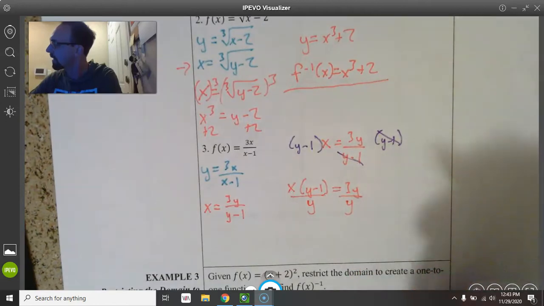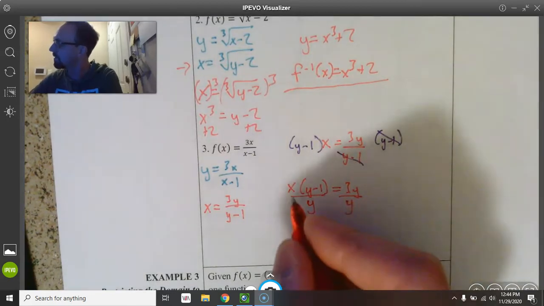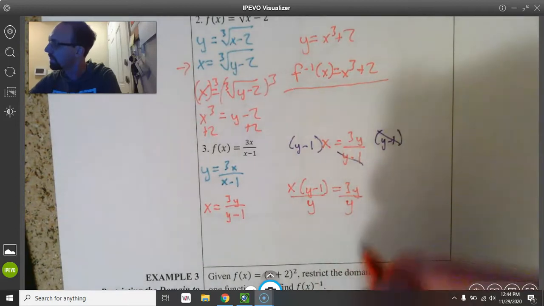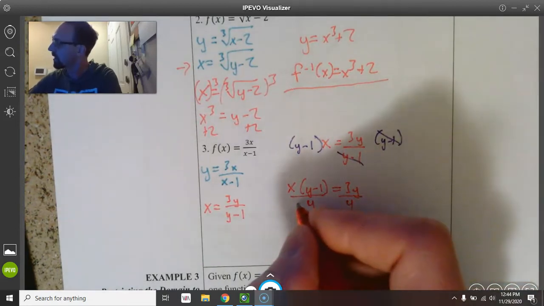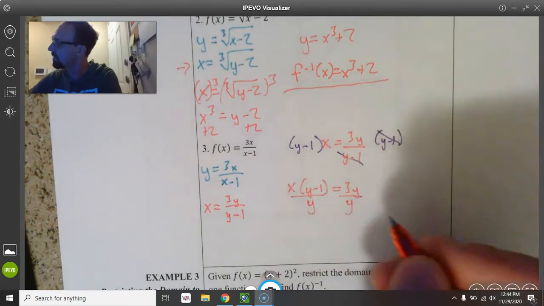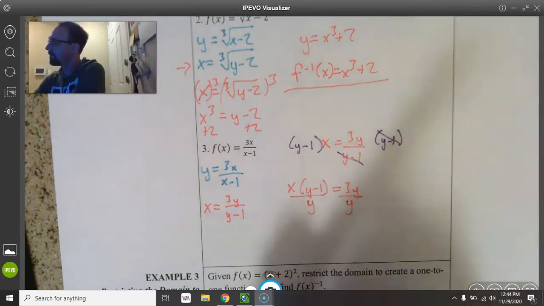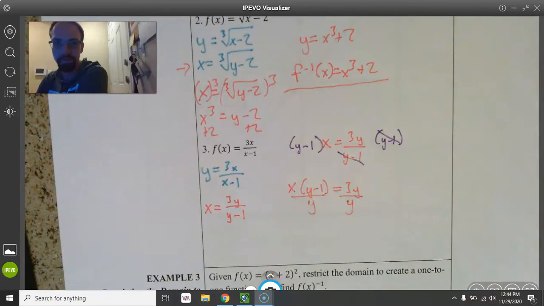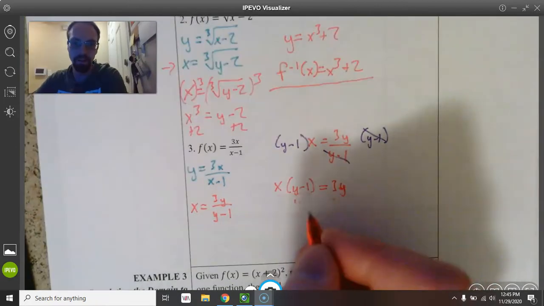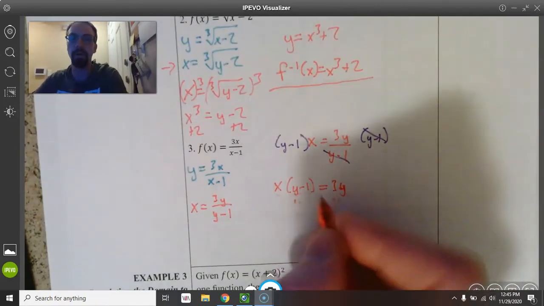That'll move the y to that side. And then divide by x to move the x over to their side. Ooh, no, I want that to be in the numerator. Wait, hold on. All right, so I said divide by y. I don't want to divide by y.